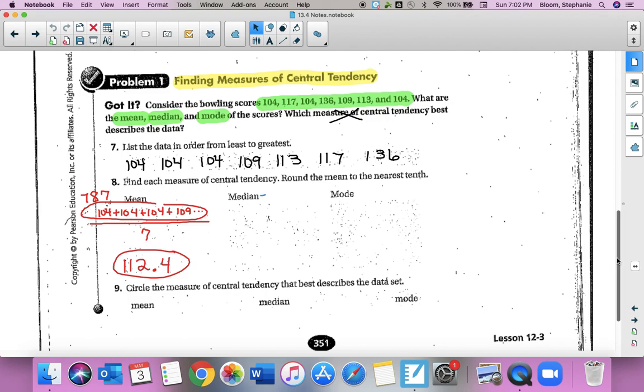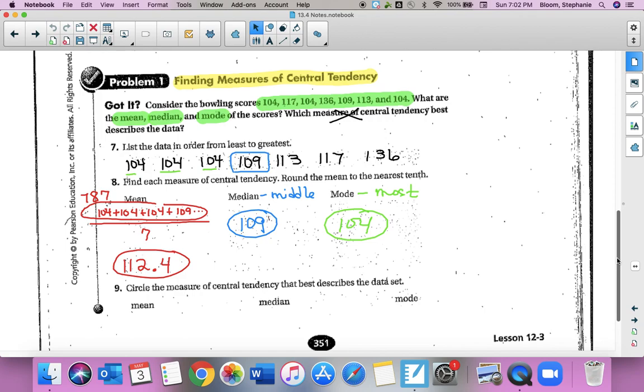Okay, median, this is my middle number. So I have 7 numbers listed here. So my middle number, if you look, I have 3 to the left, 3 to the right. And so this would be my middle number. So my median is 109. And then my mode is the number that occurs the most. Well, this 104 occurs the most, so 104 is my mode.